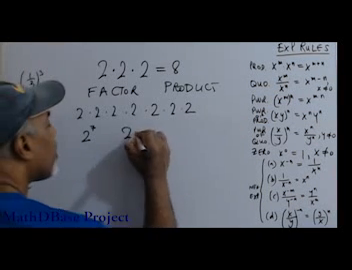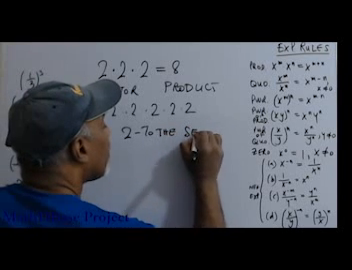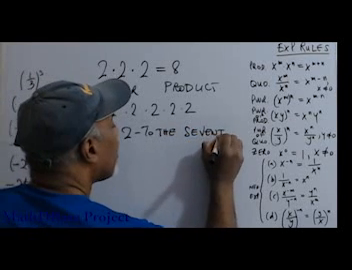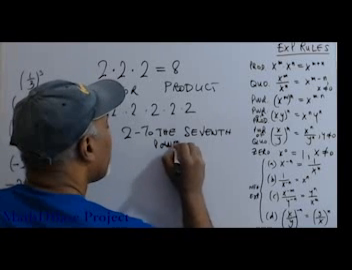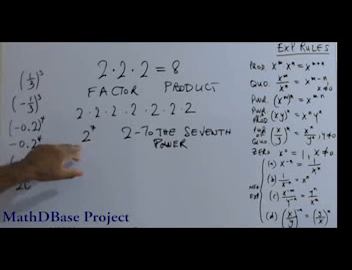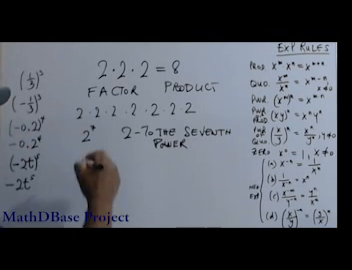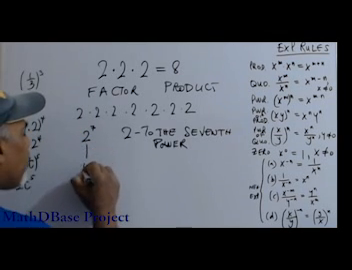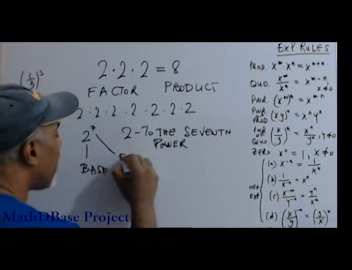2 to the 7th power. Right? This says that I have factors of 2. I should write it 7 times. In this case, the 2 is called the base, and the 7 is called the exponent.